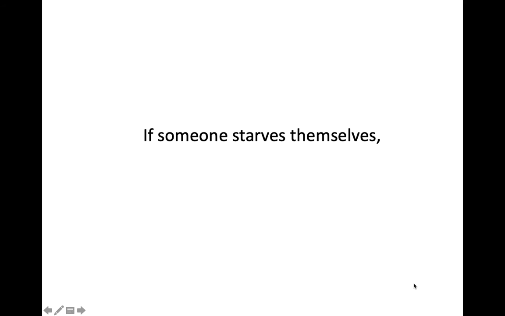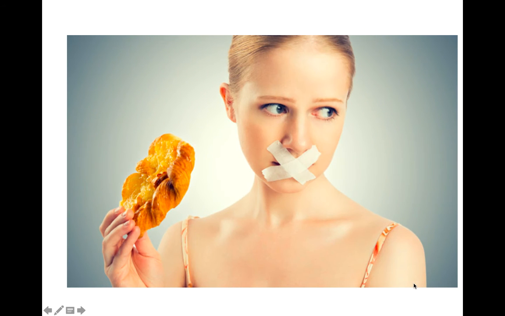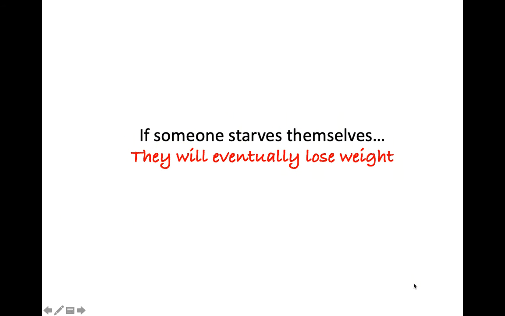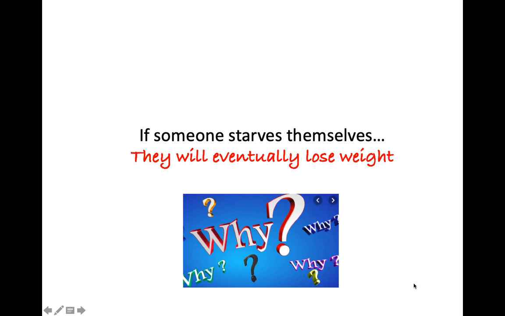If someone starves themselves, we know because of the law of the way our bodies work that that person, if they don't eat, will eventually lose weight, and eventually actually they would end their life because we cannot survive without it. So that's the way our bodies work. That's the law of how things work.